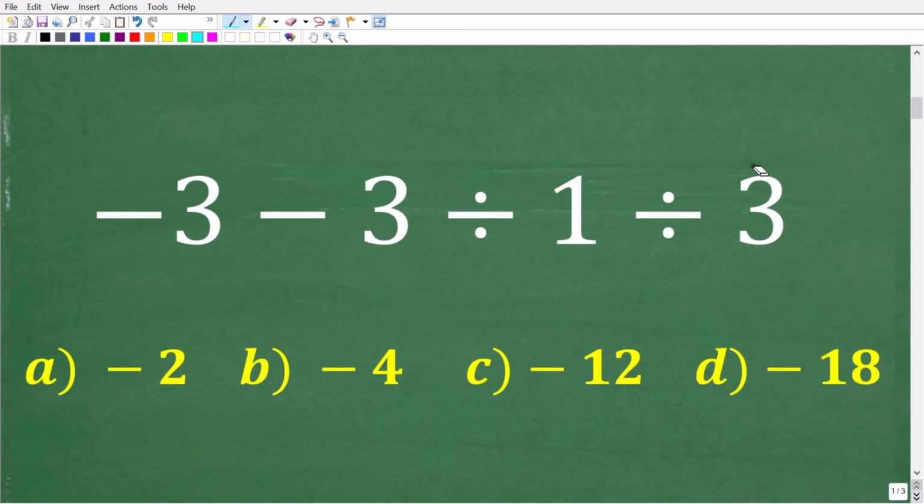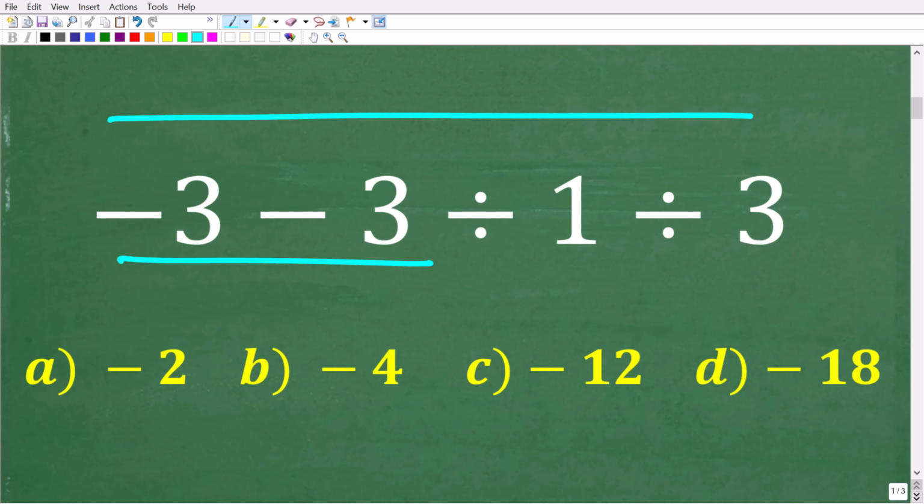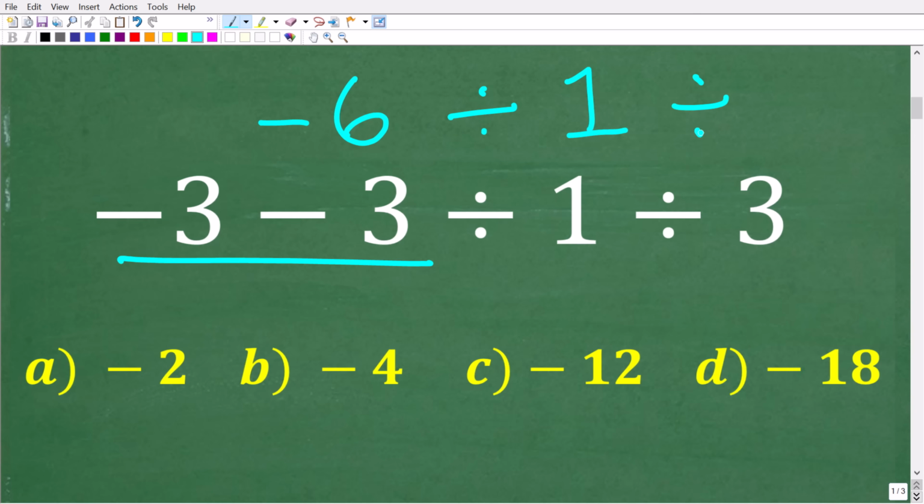All right, so let's go ahead and start maybe this way. So someone can kind of just look at this problem and go from left to right and start right here. So they would say, well, -3 minus 3. Now, assuming you know how to work with positive and negative numbers, this is -6. Okay, so that means we have -6 divided by 1 divided by 3. Okay, so that looks pretty good.